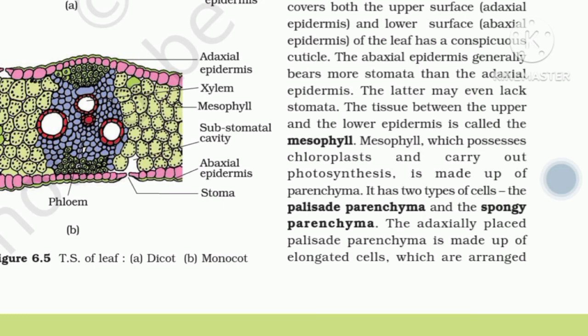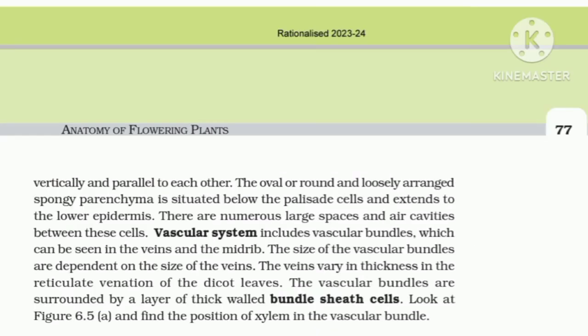The tissue between the upper and the lower epidermis is called the mesophyll. Mesophyll, which possesses chloroplasts and carries out photosynthesis, is made up of parenchyma. It has 2 types of cells, the palisade parenchyma and the spongy parenchyma. The adaxially placed palisade parenchyma is made up of elongated cells which are arranged vertically and parallel to each other. The oval and rounded, loosely arranged spongy parenchyma is situated below the palisade cells and extends to the lower epidermis. There are numerous large spaces and air cavities between the cells.